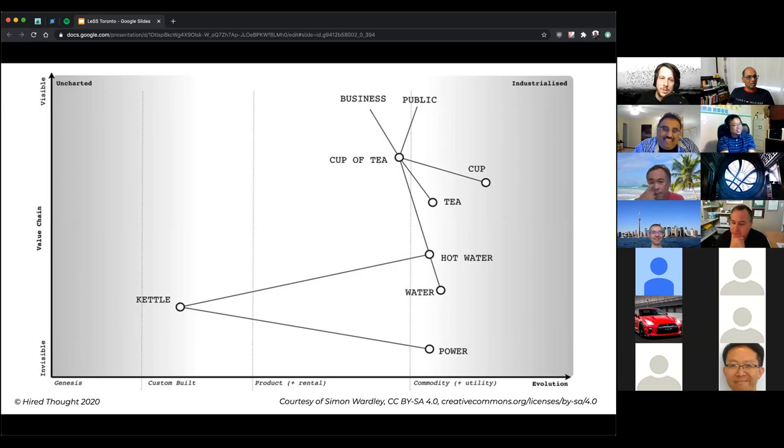Yeah. So at the top, what you see, business and public. What do you think those are in the system? Looks like maybe you're trying to make a decision whether to have this a public service or a private service. Oh, that's interesting. The service of delivering a cup of tea, and then you've broken down the elements to deliver the cup of tea.